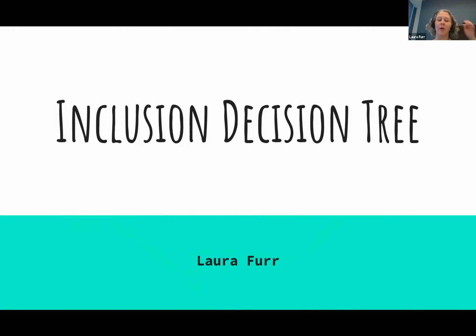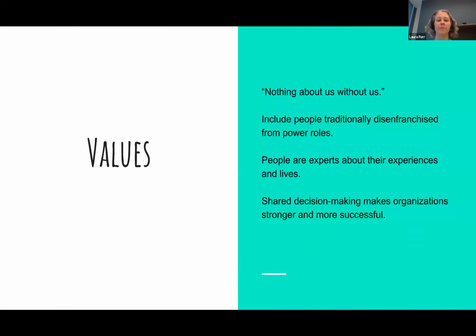We're excited to come talk with you at this tech table about an inclusion decision tree. As a lot of us making policy reform decisions know, it's best practice to include the people that you are trying to affect when you're making those decisions at the policy level. And this is just a very simple tool to help you decide if you're really doing that.